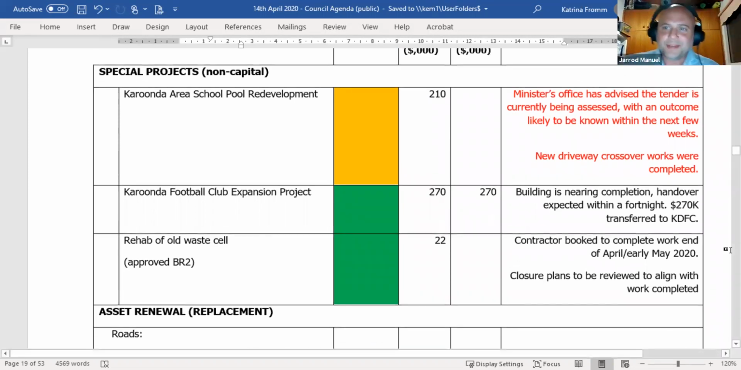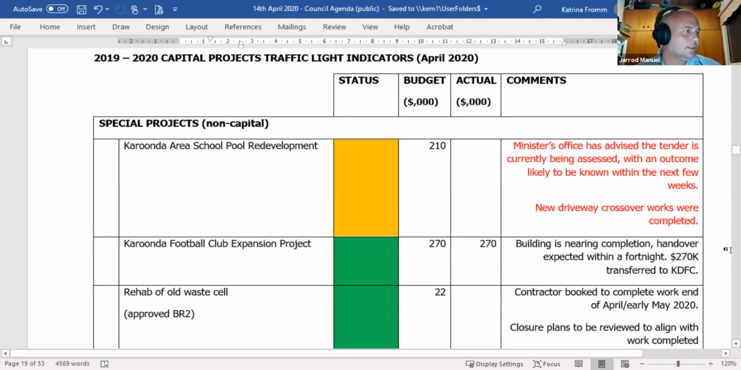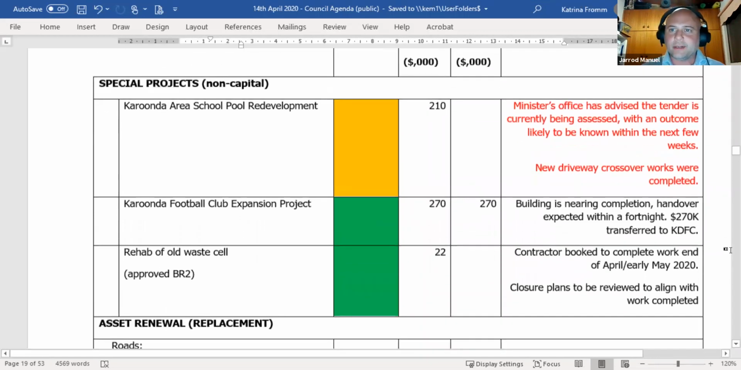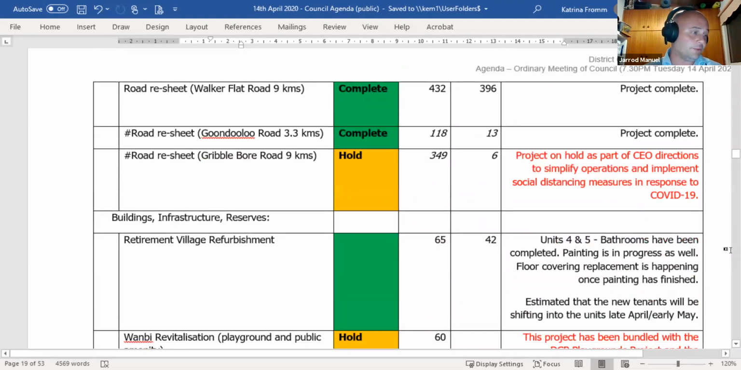No, that's all right. I didn't have too much more to add other than just to say that Walker Flat Road is now 100% complete, so all the signage is up and that's all finished as a project. And Goondilu Road is also finished as a project as well. So we feel we've got some good results on both of those roads, and the guys are pretty proud of how they've turned out. So it's a good result all round, but really that's all I had to add from that side of things.